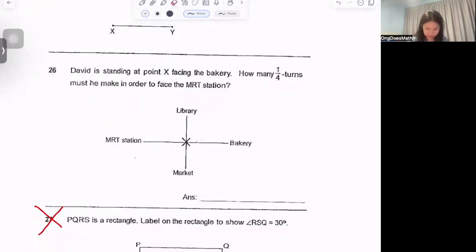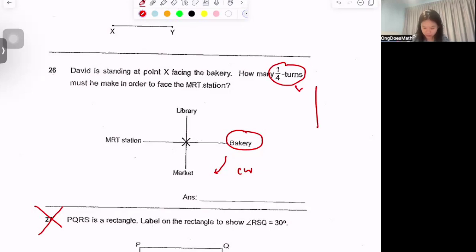So he's facing bakery right now. Since the question didn't say whether he turned clockwise or anti-clockwise, we will just assume that he turns clockwise. So 1/4 turn is actually a right angle, because 1/4 is like this. So this is 90 degrees, which is your right angle. So in order to face MRT station, he has to turn one right angle and another right angle, right? So that's 2 right angles, which means it's 2 1/4 turns. Good.